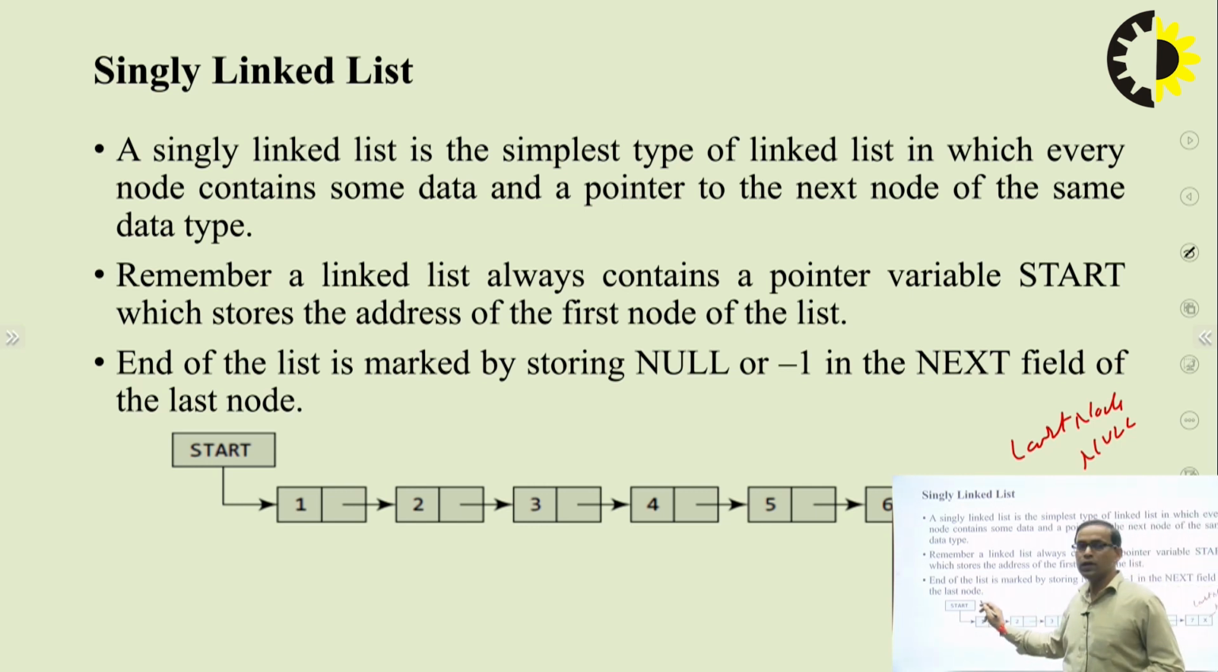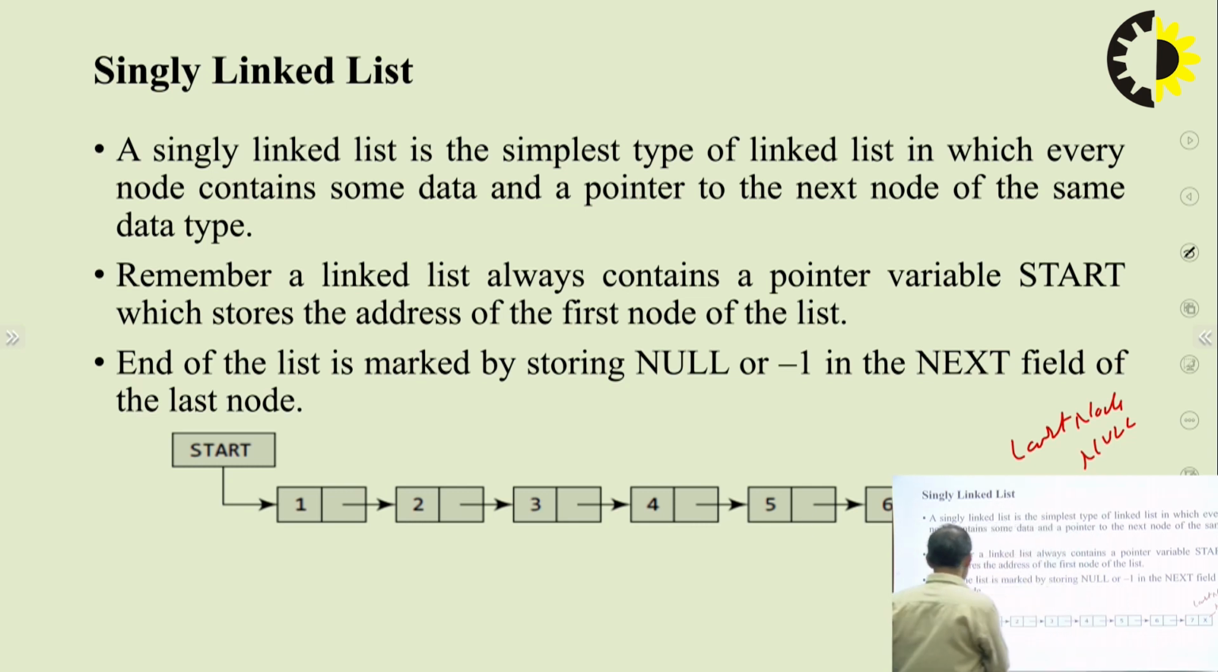Again, start is a pointer variable, or sometimes it is also known as the head. It will contain the address of the first node, or it will refer to the first node. Sometimes we don't represent it separately, we simply write start or head here. This is another representation. But start or head will refer to the first node of the linked list. A linked list always contains a pointer variable start, which shows the address of the first node of the linked list, and in the address field of the last node there is null.